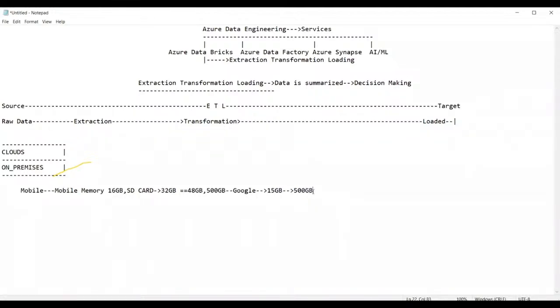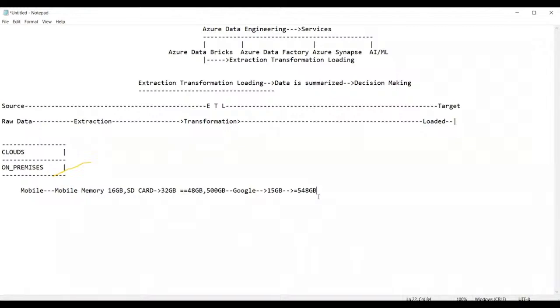Now, guys, I bought it. Everything is done now. What is the total amount of memory I have? 548 GB memory. Totally, how much memory do I have? 548 GB. That means 48 GB in my mobile phone and 500 GB on my Google Drive.